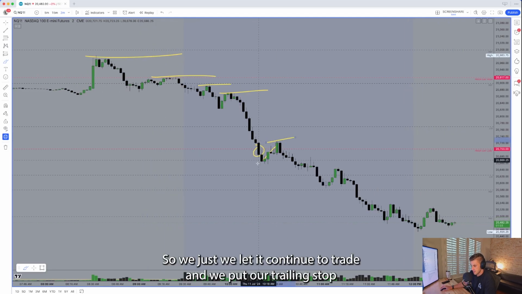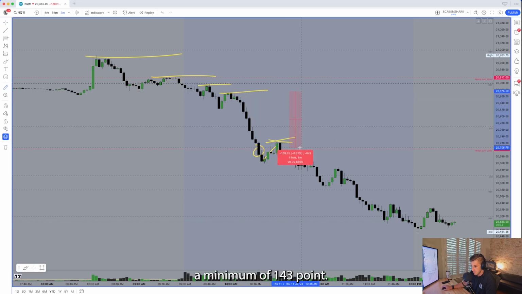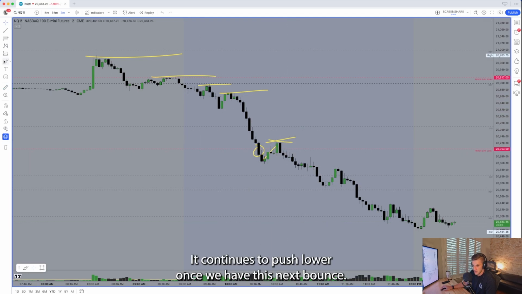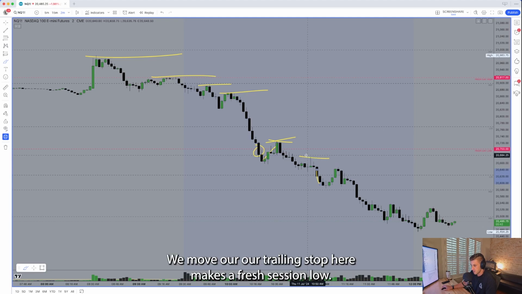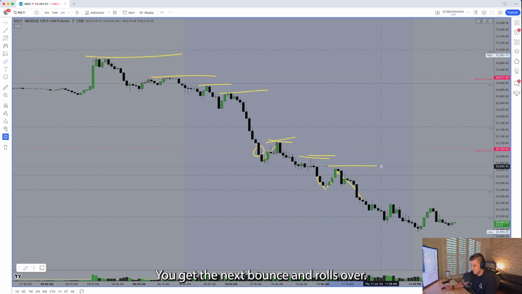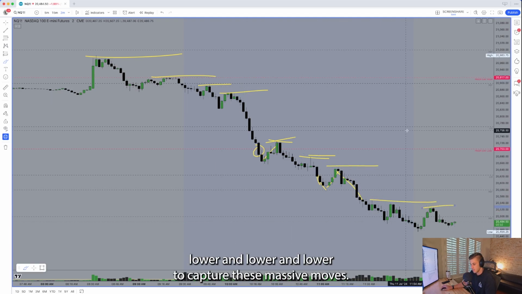So we let it continue to trade, and we put our trailing stop right down here. So we're guaranteed at this point to lock in a minimum of 143 points. Let's see if we can capture more. Okay, it continues to push lower. Once we have this next bounce and price actually makes that fresh session low, we move our trailing stop here. Makes a fresh session low, you get the next bounce, it rolls over, move your trailing stop here. And you can continue to stair step it lower and lower and lower to capture these massive moves.